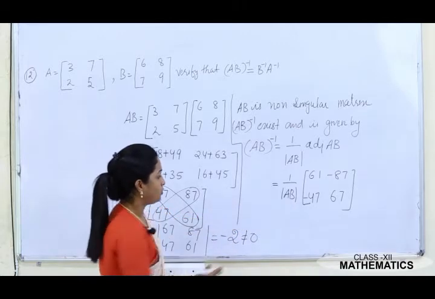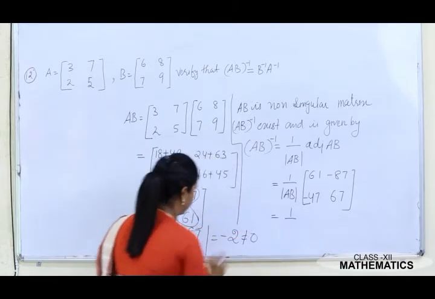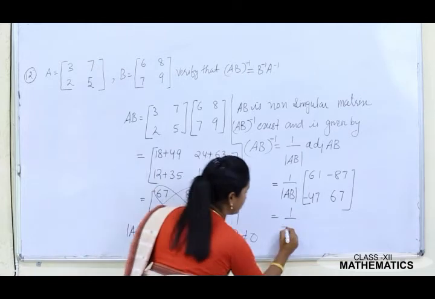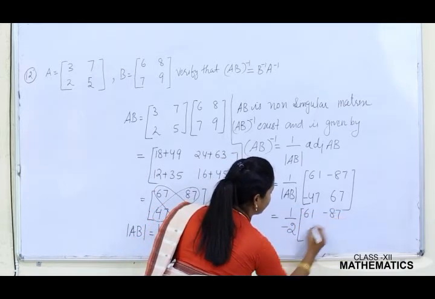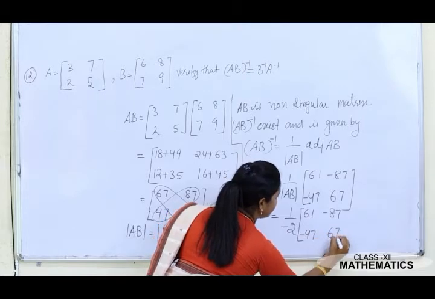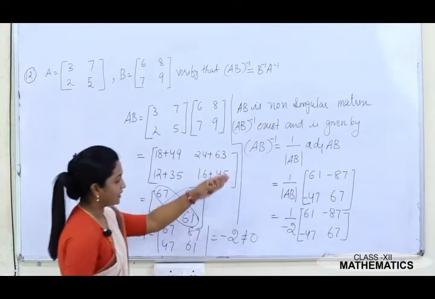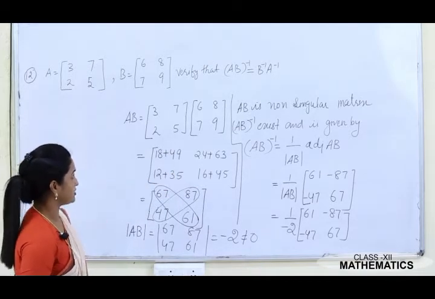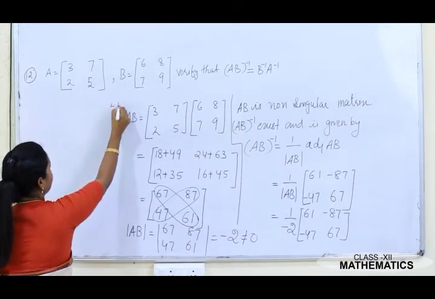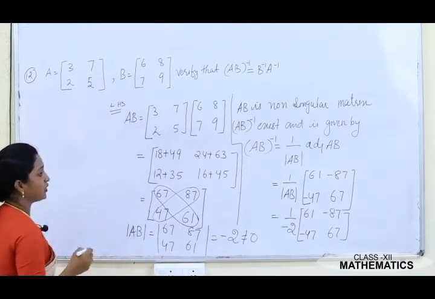Simple. Now you will put the value of determinant of AB, that is minus 2. Okay. So you got it, 61 minus 87 minus 47 and 67. So this is you got AB the whole inverse. Okay. Now the next is this is your LHS. आपने क्या निकाला अभी ये? LHS. ठीक है. अभी आप क्या निकालोगे?